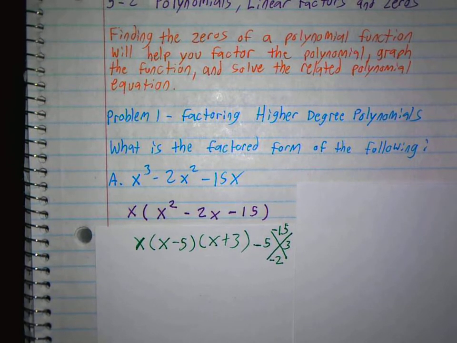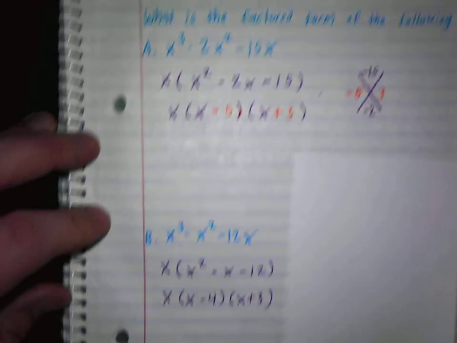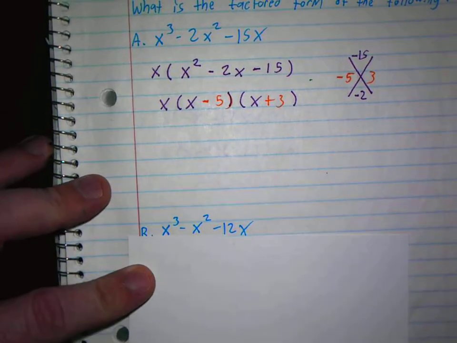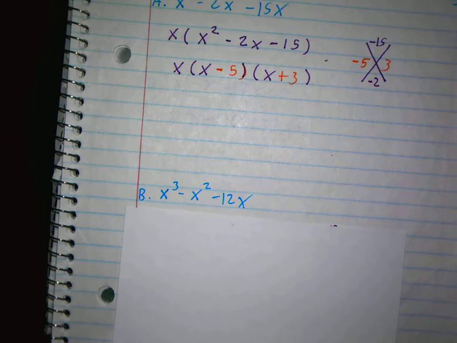So the first skill is, if you have a higher degree polynomial, can you factor out the GCF to make it into a quadratic? And we just spent a whole week factoring quadratics, so this should be a piece of cake, right? You know the answer? I want you to try this one, okay?